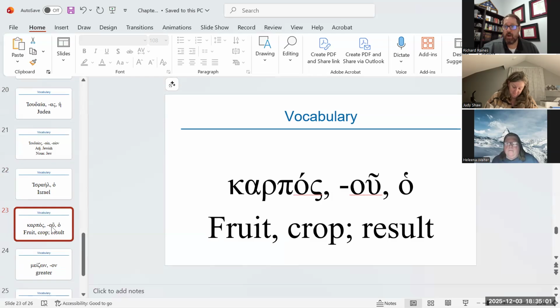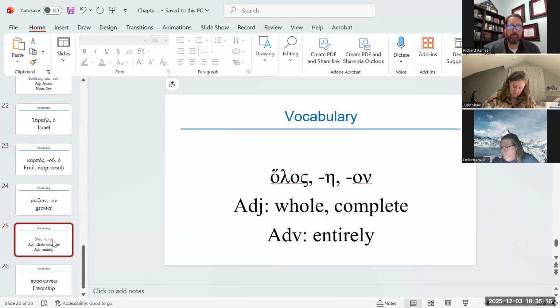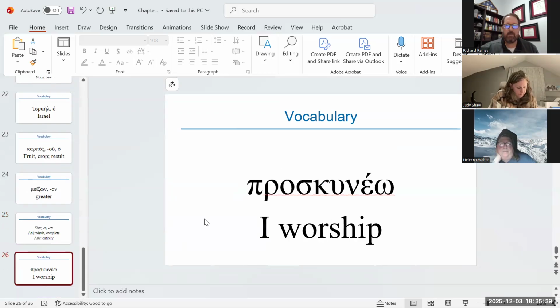καρπός means fruit or crop, also result, like the fruit of your labors, something like the result of your labors. καρπός means fruit. μείζων means greater. See that rough breathing mark there? ὅλος or holos. As an adjective, it means whole. It's easy to remember. ὅλος, whole. You hear the word whole in there, right? Whole or complete, or the adverb is entirely. You're going to see it mostly as an adjective. ὅλος. And then προσκυνέω. προσκυνέω means I worship.